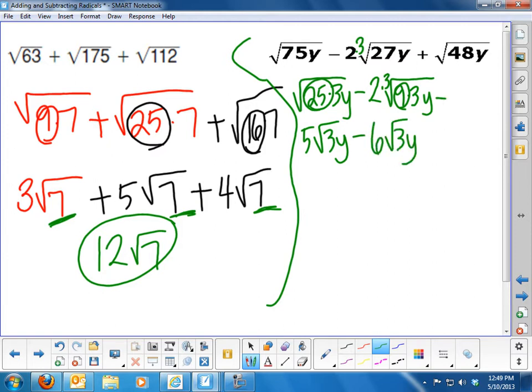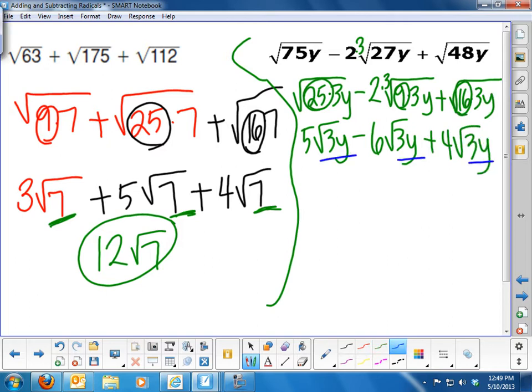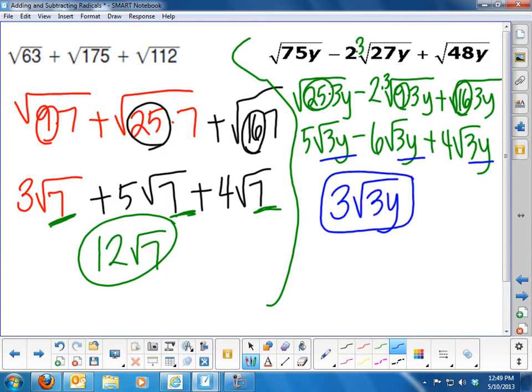And then the square root of 48y is 16 times 3y. The 16 is my perfect square, so that's 4 square roots of 3y. Now I have terms that all have 3y's in them. Those are all like terms, so I can combine their coefficients. 5 minus 6 is -1. -1 plus 4 is 3. 3 square roots of 3y. Remember to leave what's under the square root symbol the same.